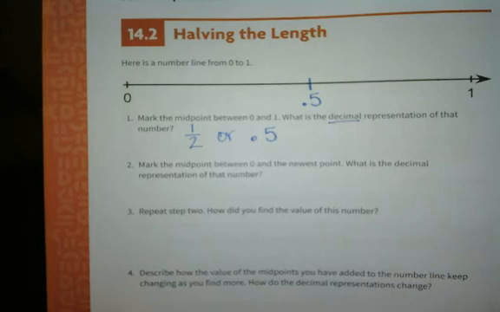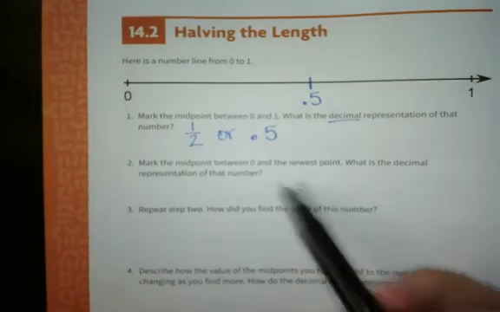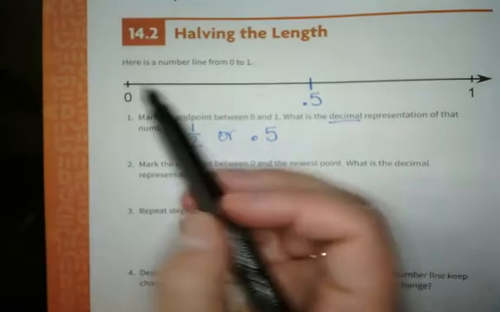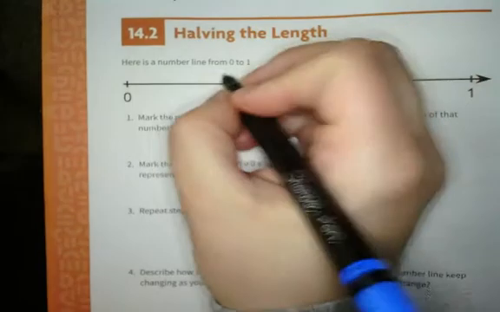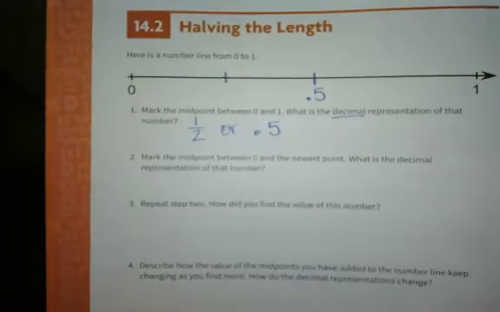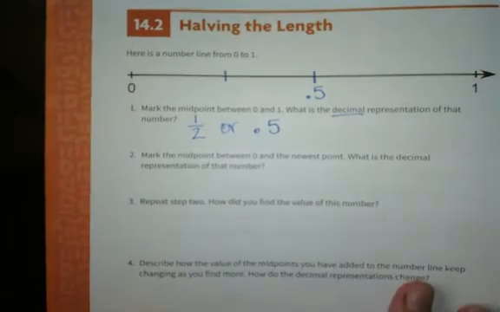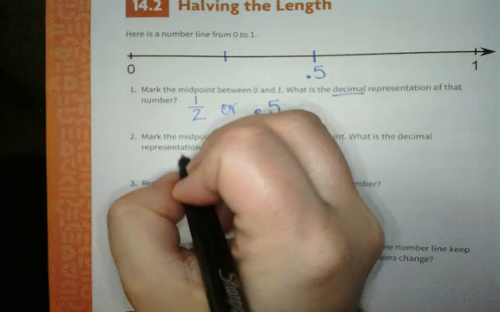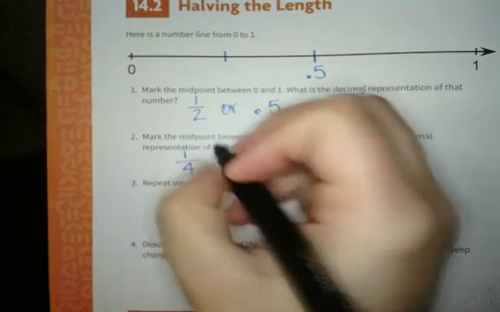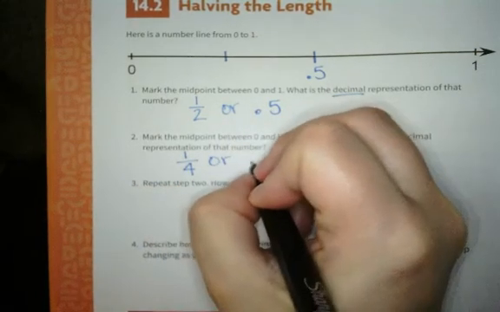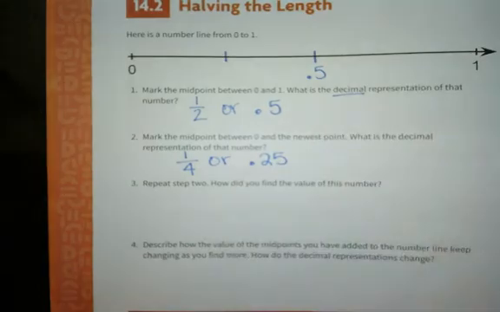Okay, good. Mark the midpoint between 0 and your newest point. What is the decimal? So between here and here, it's right here. So what's the decimal representation of that number? Well, I would say 1/4 or 0.25.